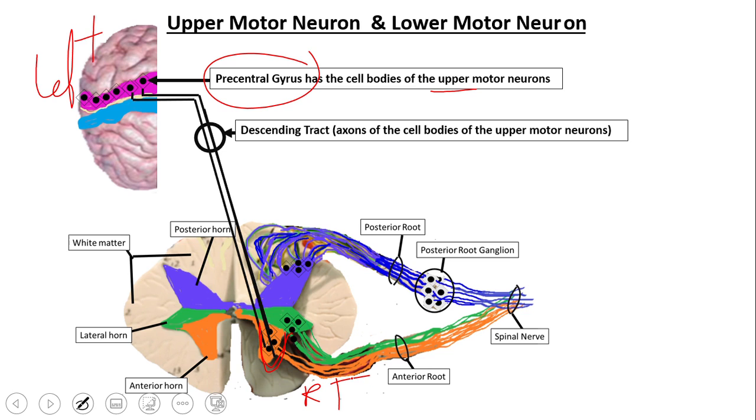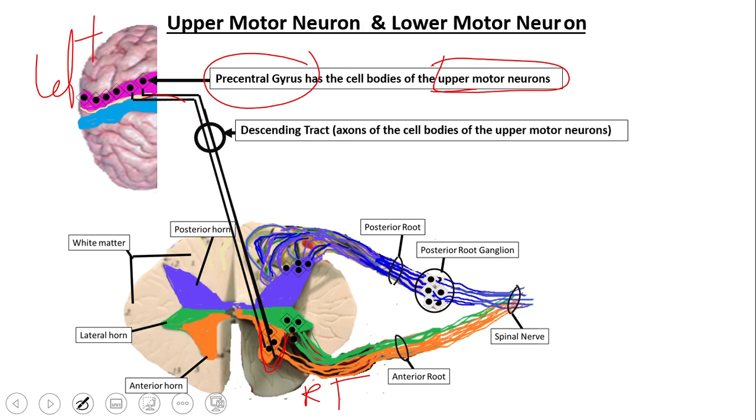That's why the left cerebral hemisphere controls the right side of the body, and the right cerebral hemisphere controls the left side of the body. So the cell bodies found in the precentral gyrus are somatic motor, and then their axons get the signal down to the anterior horn. So the neurons coming from the precentral gyrus getting the signal down to the anterior horn are called upper motor neurons.